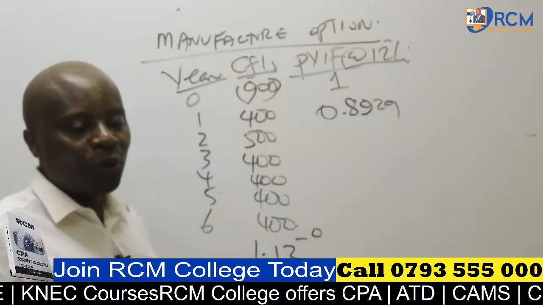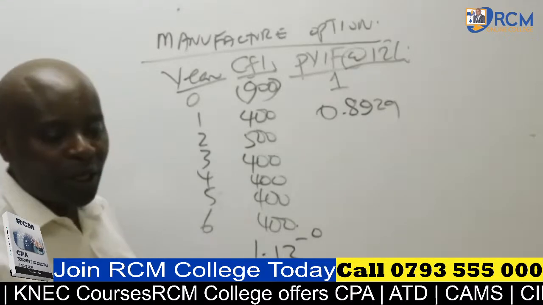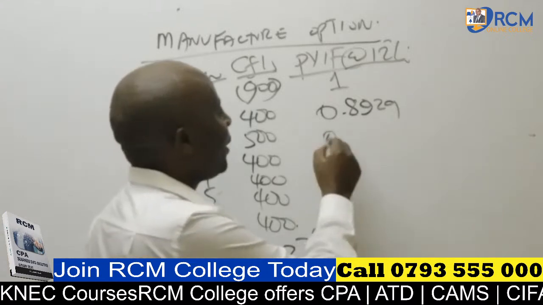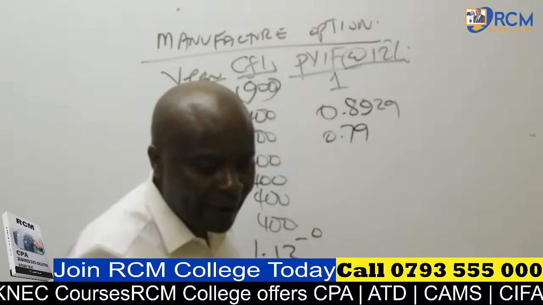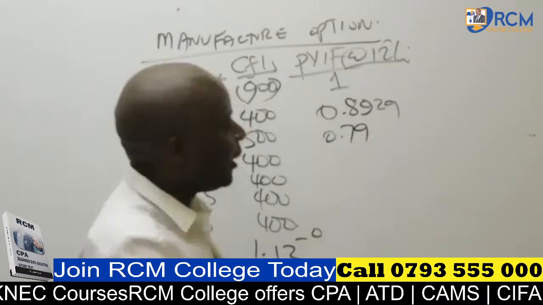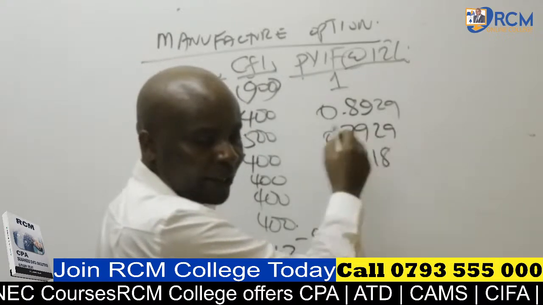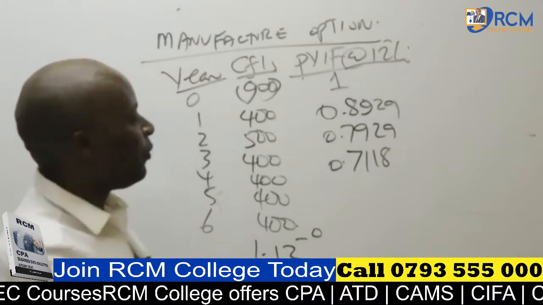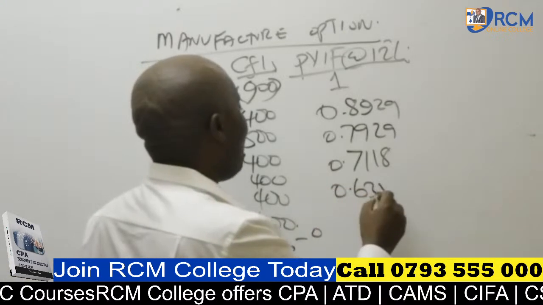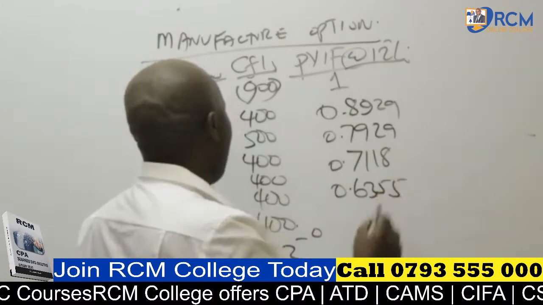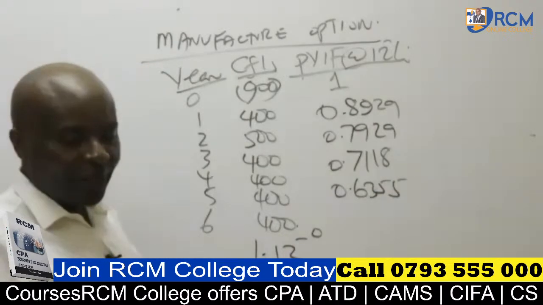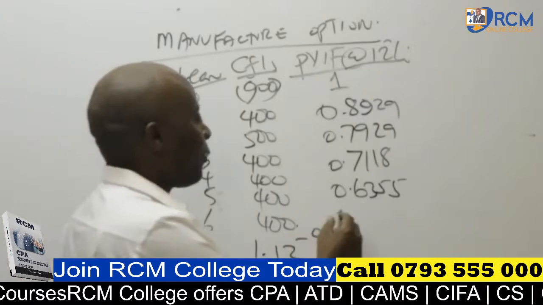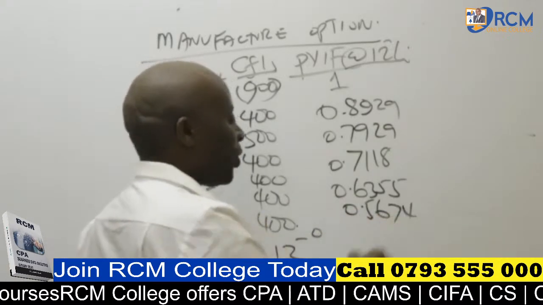End of year 2, 0.7929, I think. 0.7118. Then 0.6355. We are doing very well. 0.5674.